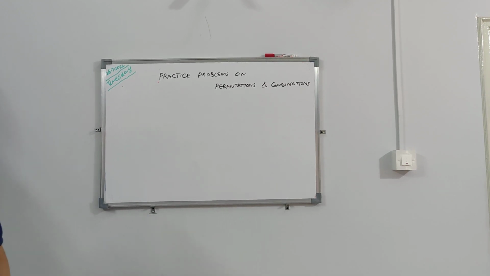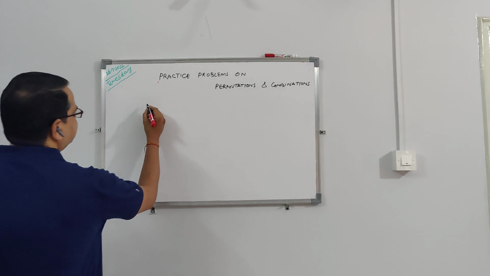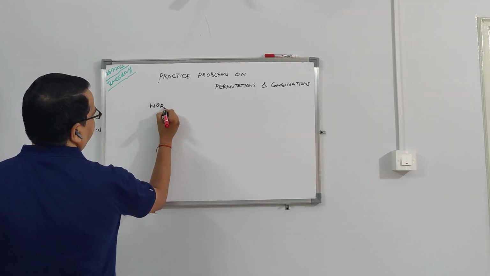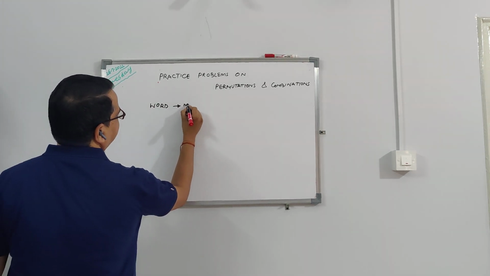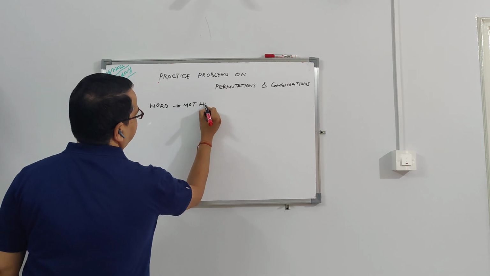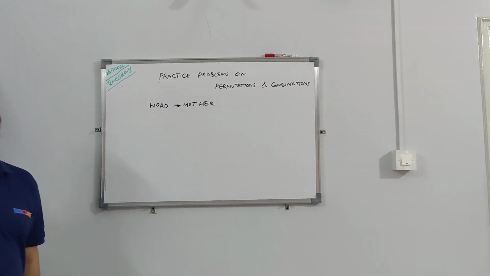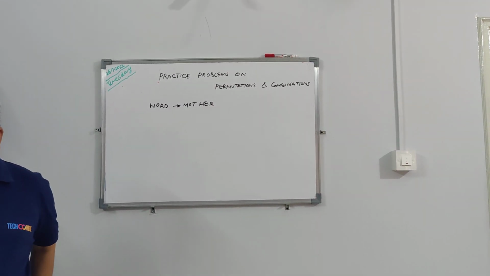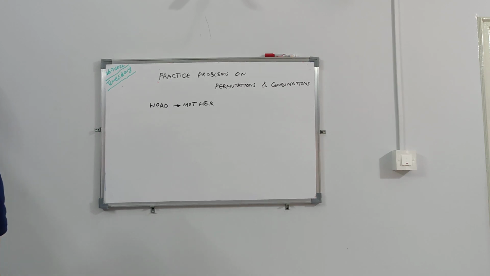Okay, so this is an interesting numerical related to permutation. It is written: if the letters of the word MOTHER, so you have a word named MOTHER, if the letters of the word MOTHER be permuted and all words so formed, with or without meaning, so it does not matter whether it has meaning or not.